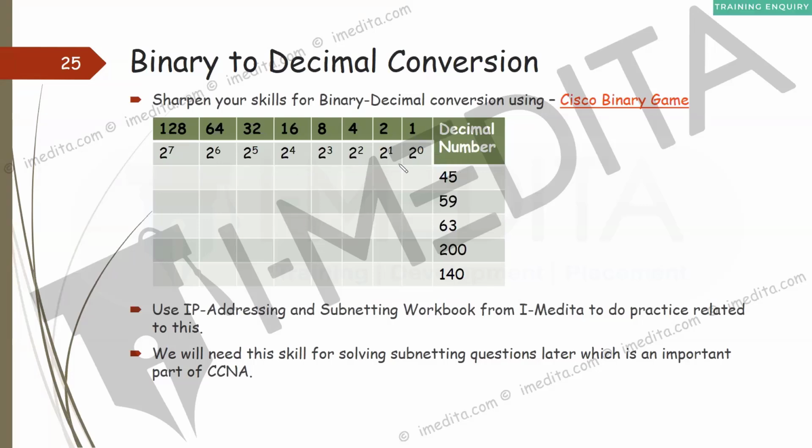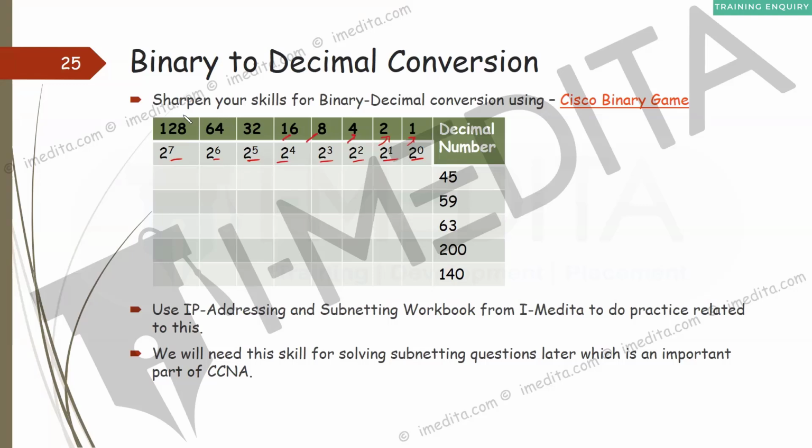This is the formula that you should always keep in your mind: 2 raised to the power 0, 2 raised to the power 1, 2 raised to the power 2, 3, 4, 5, 6, 7, and you can keep going: 2 raised to the power 8, 9, 10, 11, 12, and so on. 2 raised to the power 0 is 1 in decimal, and then 2 raised to the power 1 is 2, then 4, then 8.